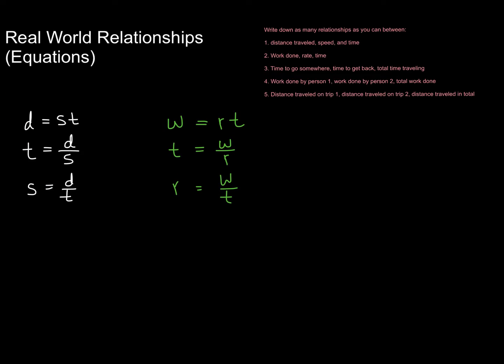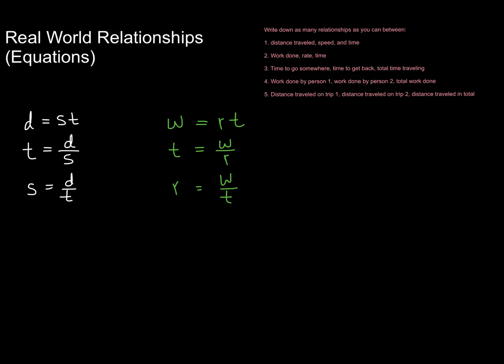All right, the first one should be a piece of cake. The distance that you travel is going to be equal to the speed that you traveled at multiplied by the time that you traveled at that speed for. And using this equation as a jumping off point, we can then solve for time by dividing on both sides by the speed, and we can solve for the speed by dividing on both sides by the time.